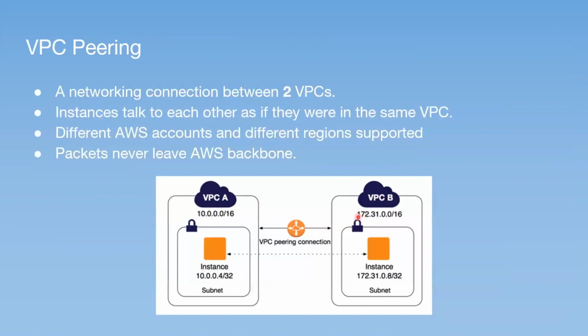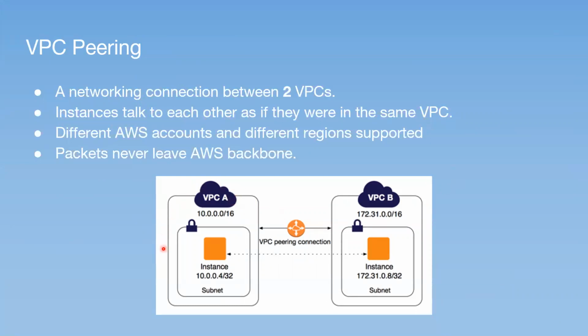So there are various ways. The first way is something called VPC peering. This is where you set up a network connection between two VPCs, and the instances talk to each other as if they were in the same VPC.